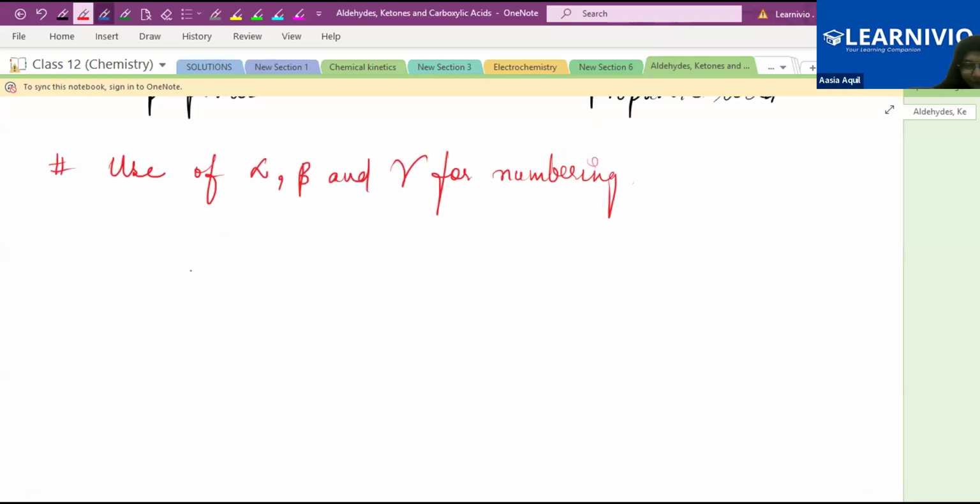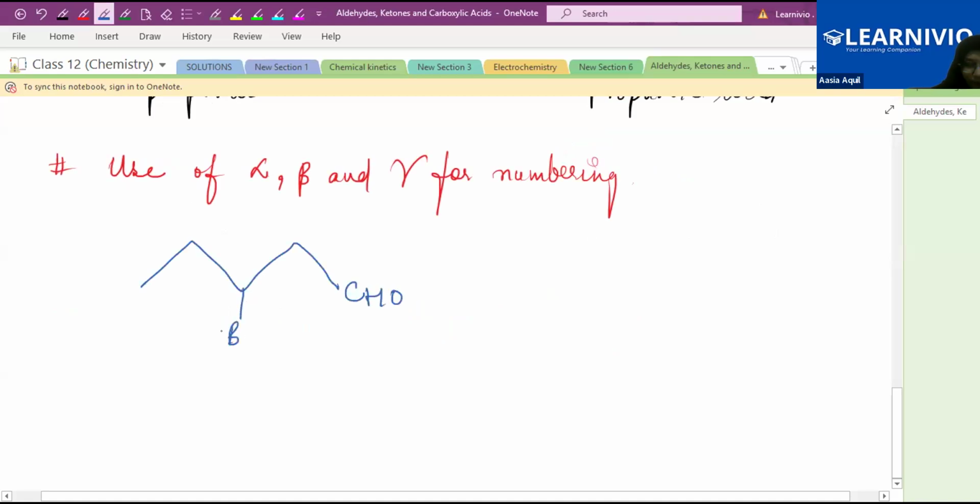So suppose we have CHO group over here. There is another group, bromine. So for this type of molecule, if you are including the CHO group, you will start numbering from here. Basically this carbon will be included in the parent chain. So you will start numbering from here. So this carbon is not an alpha carbon because this is a part of the aldehyde.